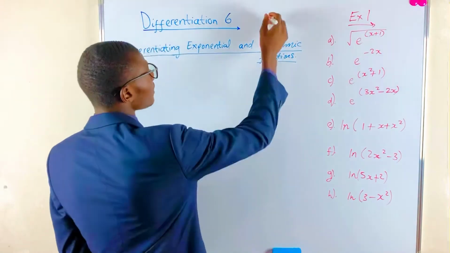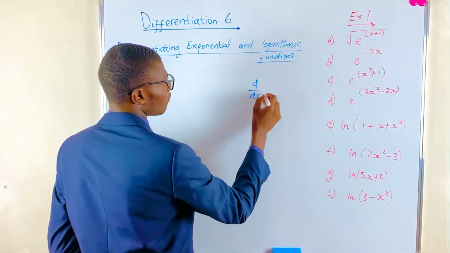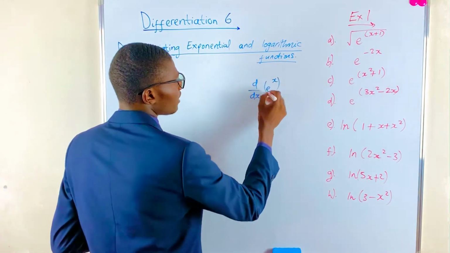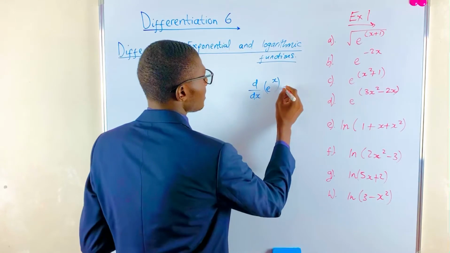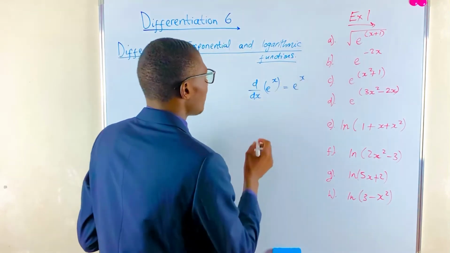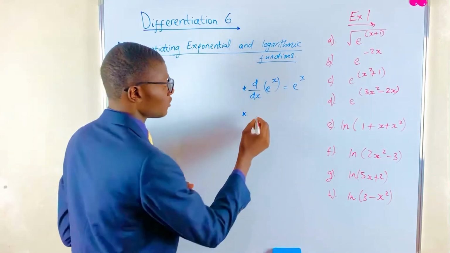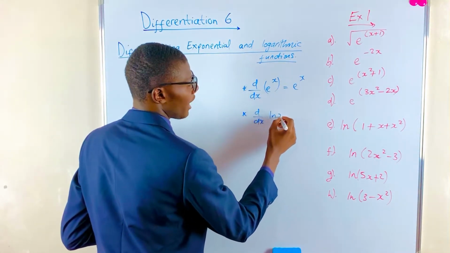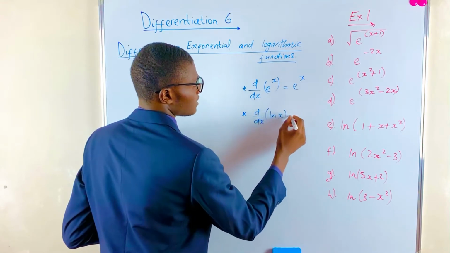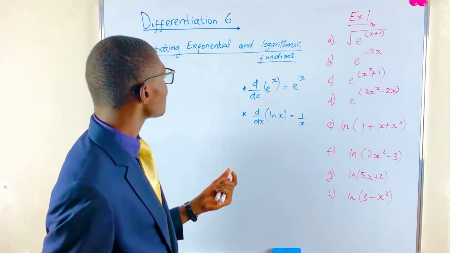The first one is that d by dx of e to the power of x, which is the derivative of e to the power of x, is equal to e to the power of x. Then the second derivative that we have to know is that d by dx of ln x is equal to 1 over x. Okay, so now we can start.